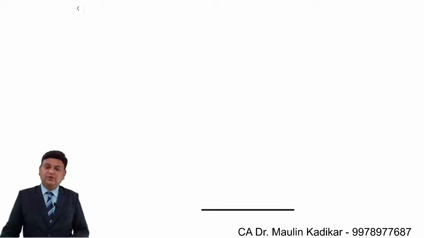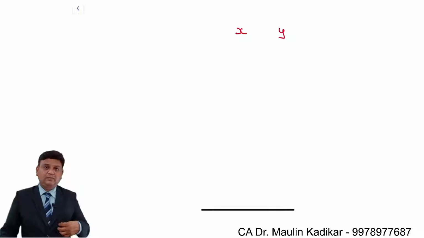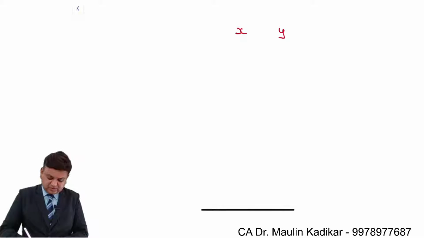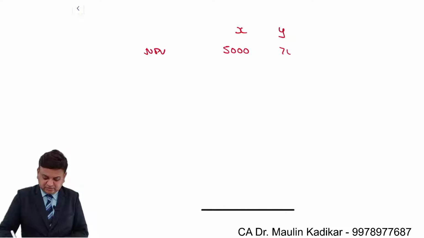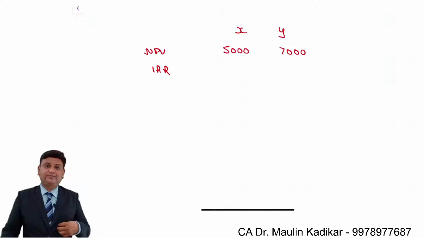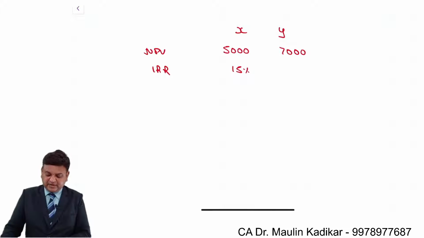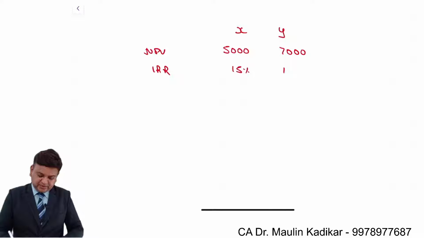Now friends, one more thing. We understand that suppose there are two projects X and Y. Suppose we have made the calculation of the NPV. For project X it is 5,000 and for project Y it is 7,000. We have calculated the internal rate of return. IRR of project X is 15% and IRR of project Y is, let us say, 13%.